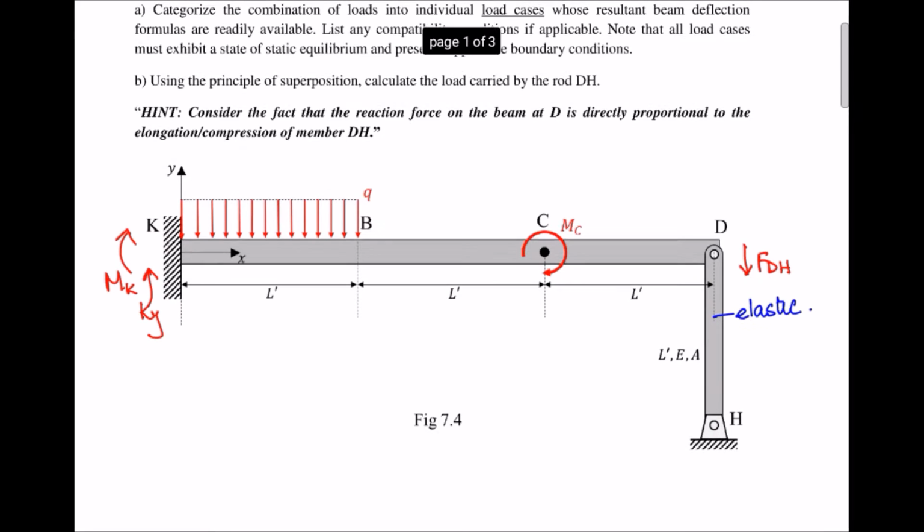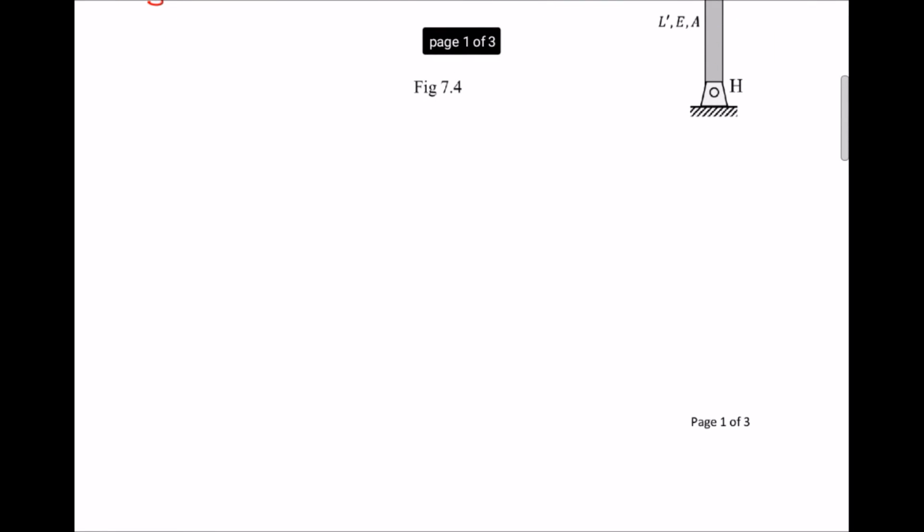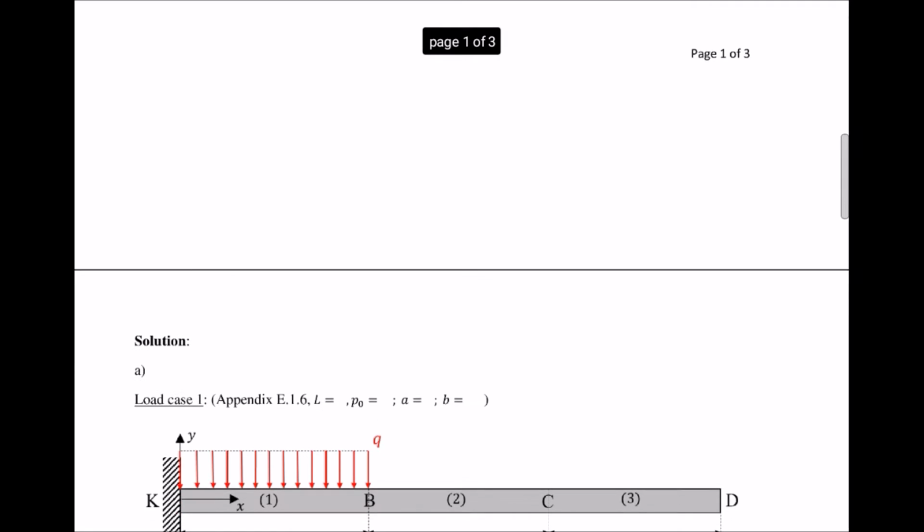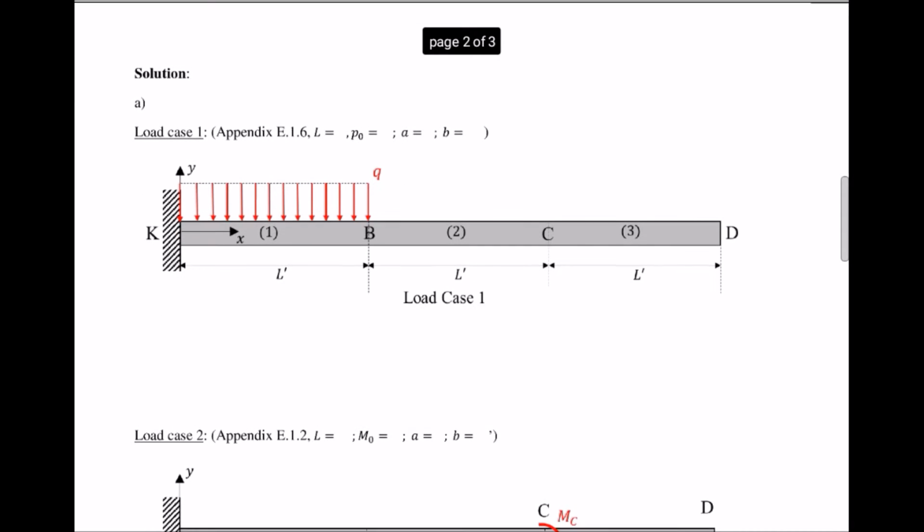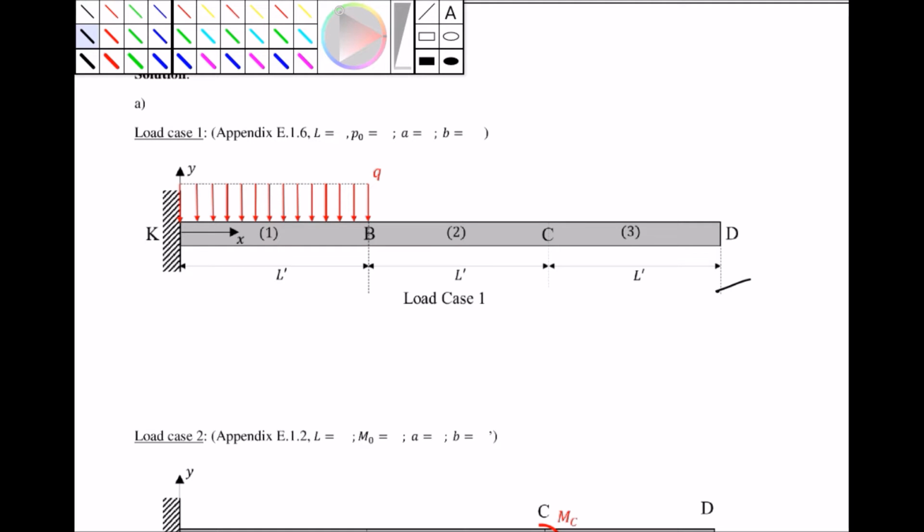To solve this problem using superposition, we would need to identify different load cases. Since there is an elastic member at T, we would need to find out the total deflection at this end. Two of the load cases are more obvious. For load case 1, we have a uniformly distributed downward load Q between K and B. In this case, total length L equals 3L prime, P naught equals a downward minus Q, A equals L prime, and P equals 2L prime.